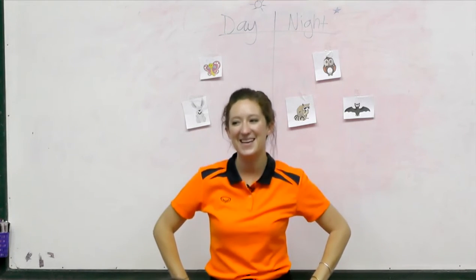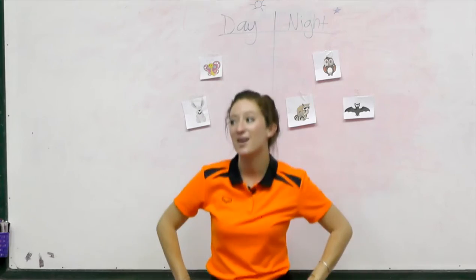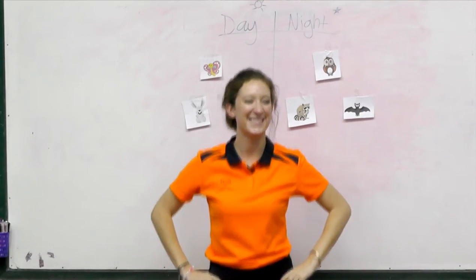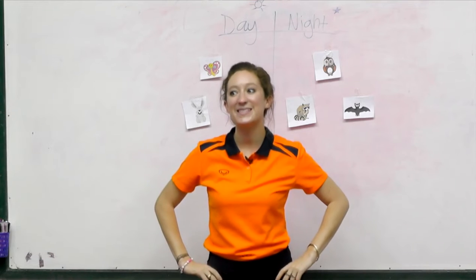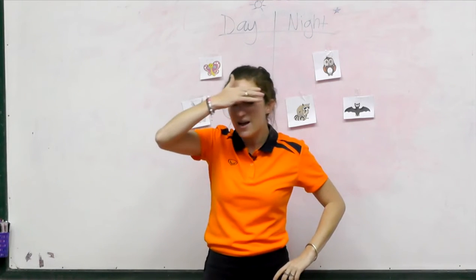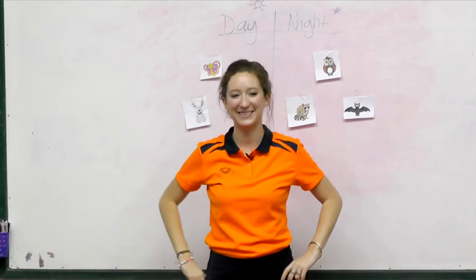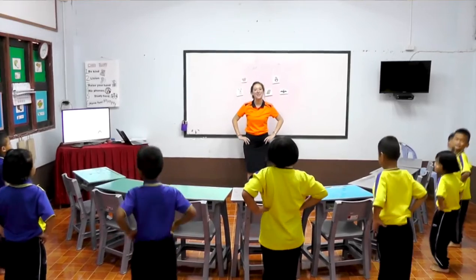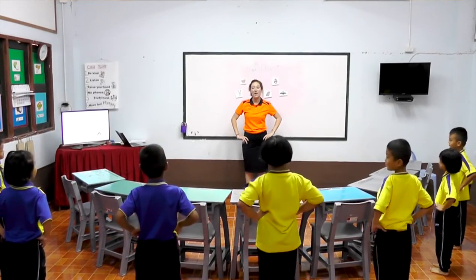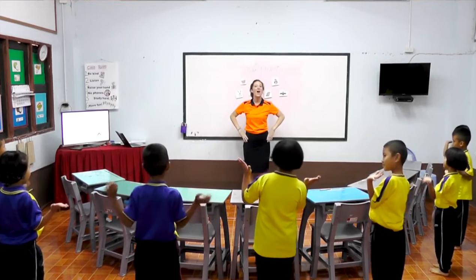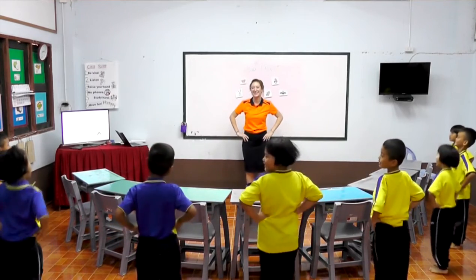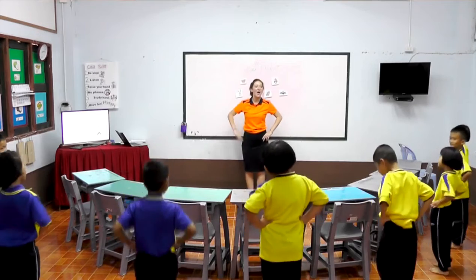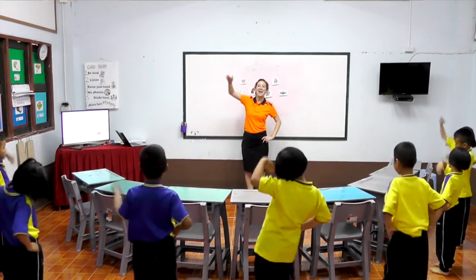Sun, sun, Mr. Golden Sun, please shine down on me. Sun, sun, Mr. Golden Sun, hiding behind a tree. Sun, sun, Mr. Golden Sun, all my friends are asking. Sun, sun, Mr. Golden Sun, please come out and play.